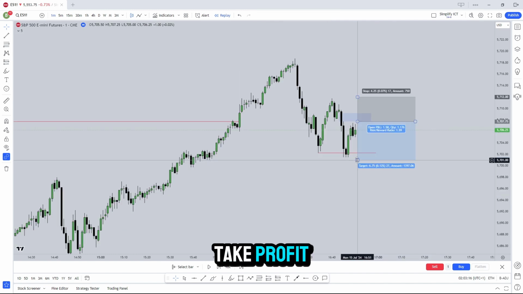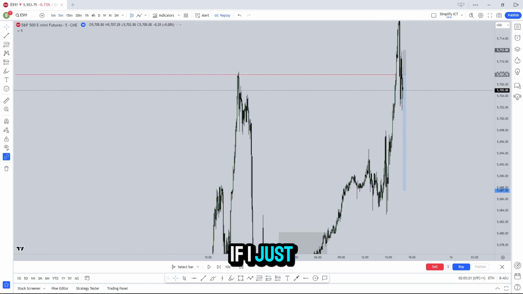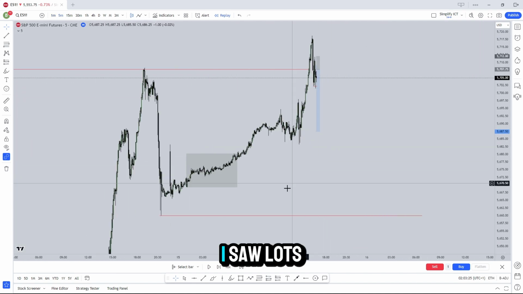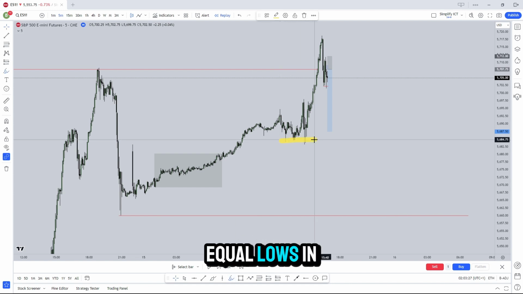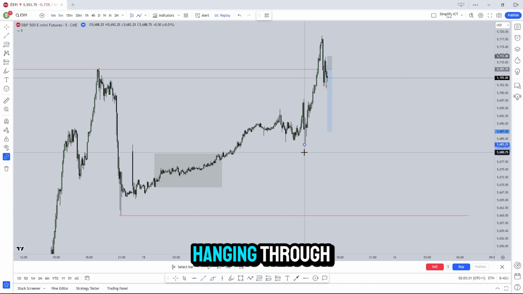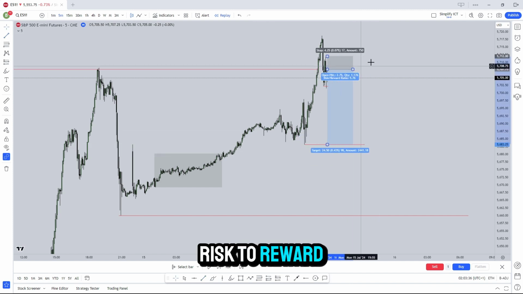And for my take profit, I was actually targeting the lows that we found on the 5-minute time frame. If I just move up to the 5-minute time frame, you can see we have this major set of liquidity right here. I saw lots of relatively equal lows in this area right here. So therefore, this was my first target. I thought I'll target the low hanging fruit, as ICT says, for around a 1-to-5 risk to reward ratio.